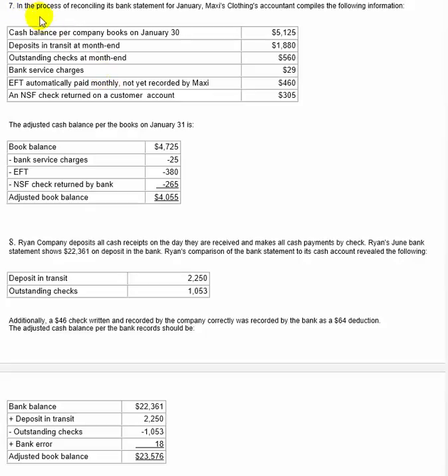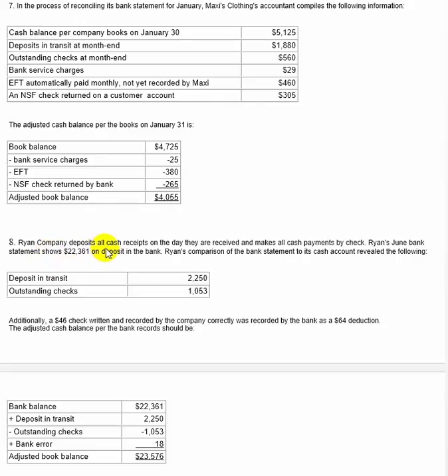We're going to skip number 7 because there are some errors right here in this adjusted cash balance per books. This looks like some kind of a software problem, but you had one just before this, number 6, that was just exactly like this one. So let's go on to number 8.